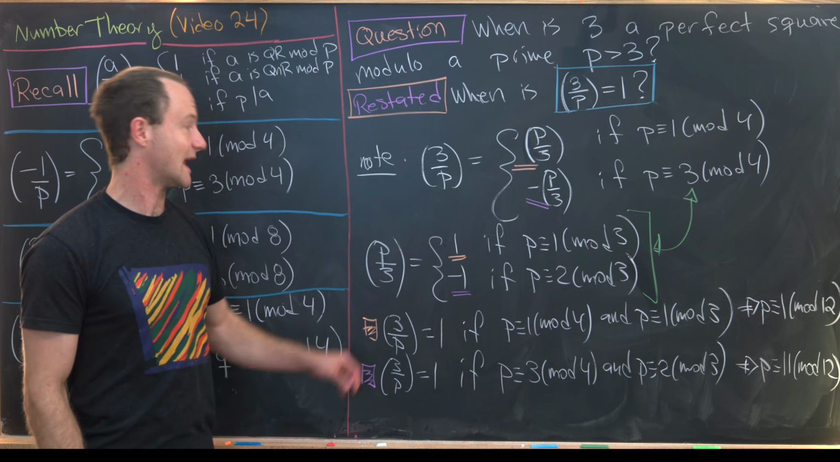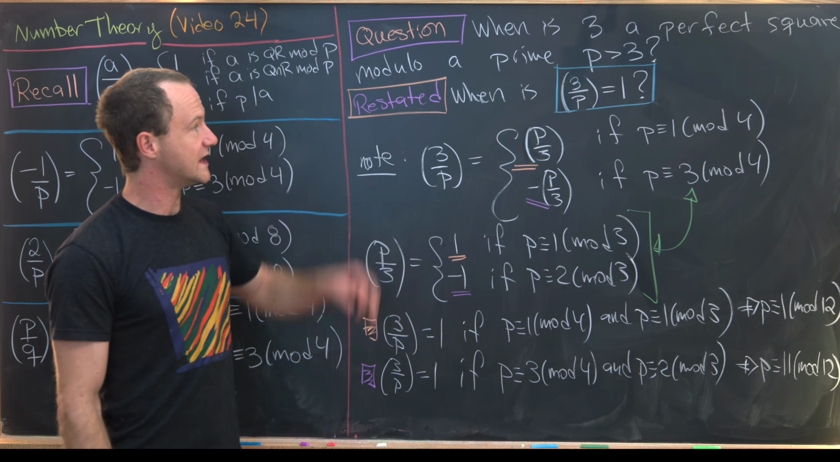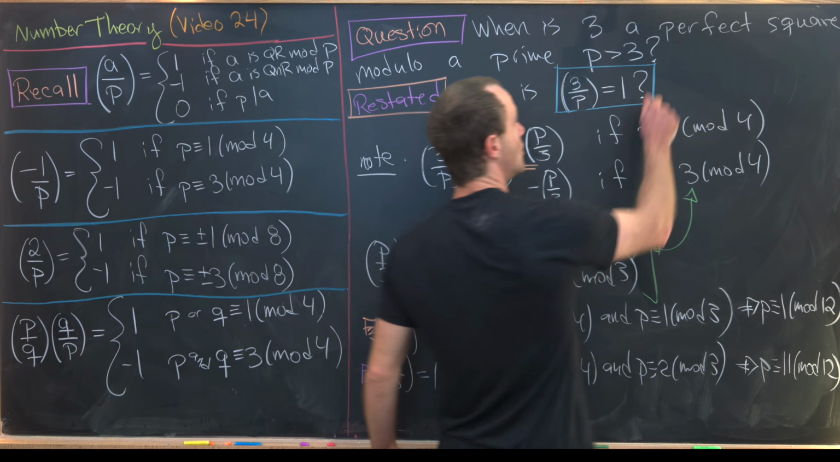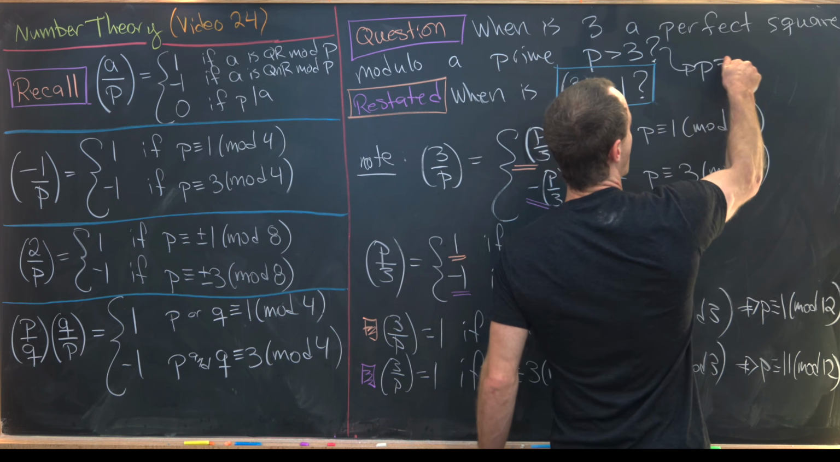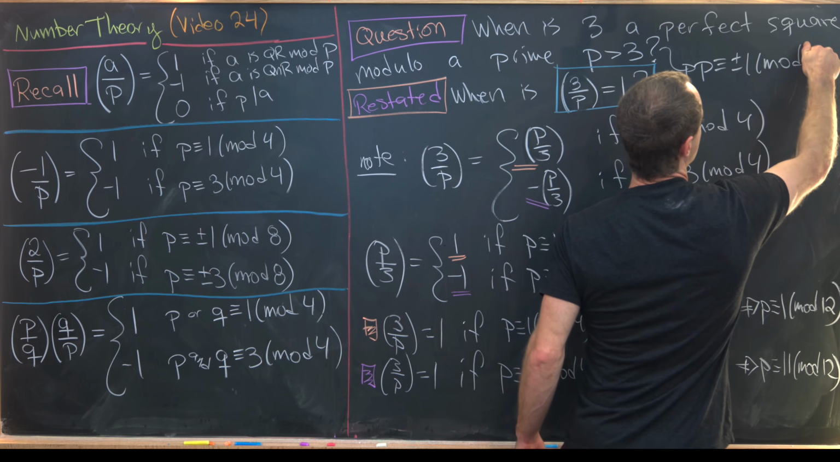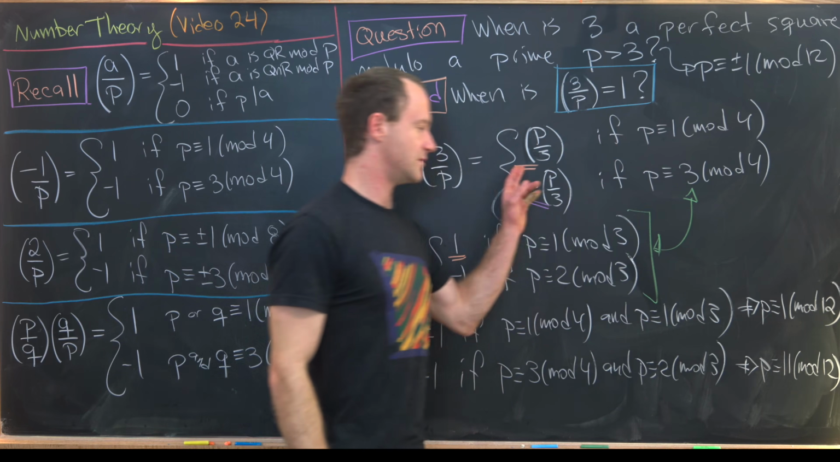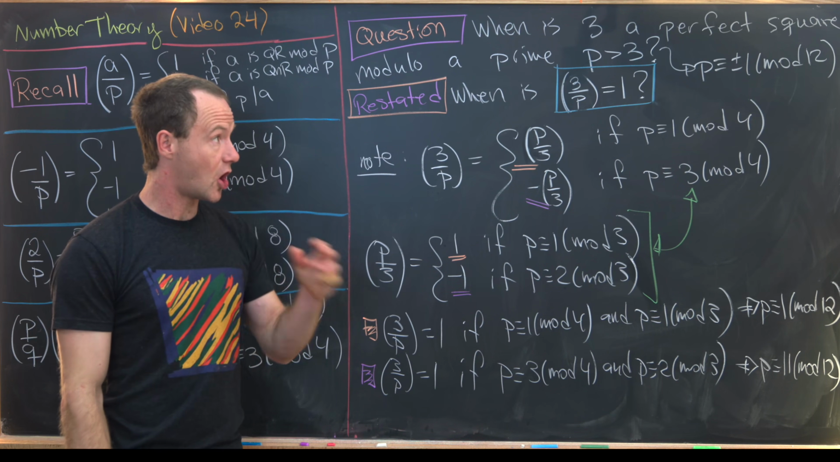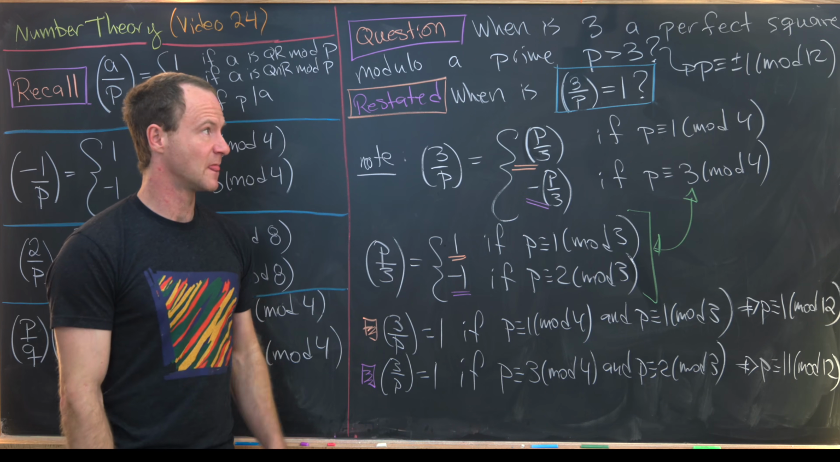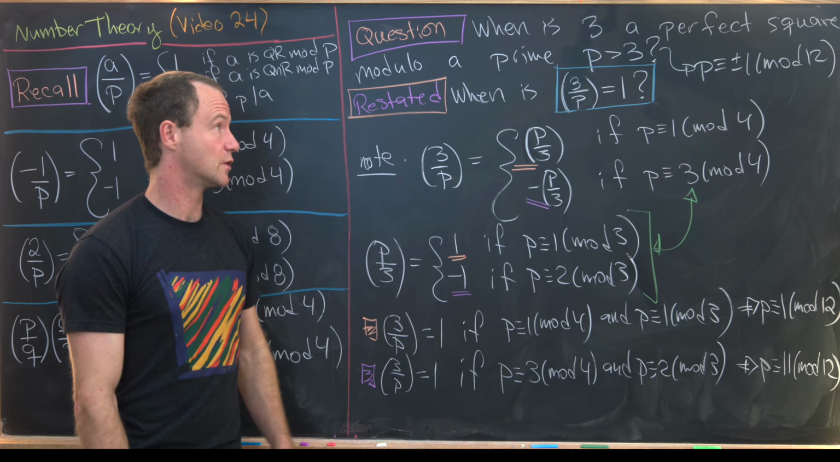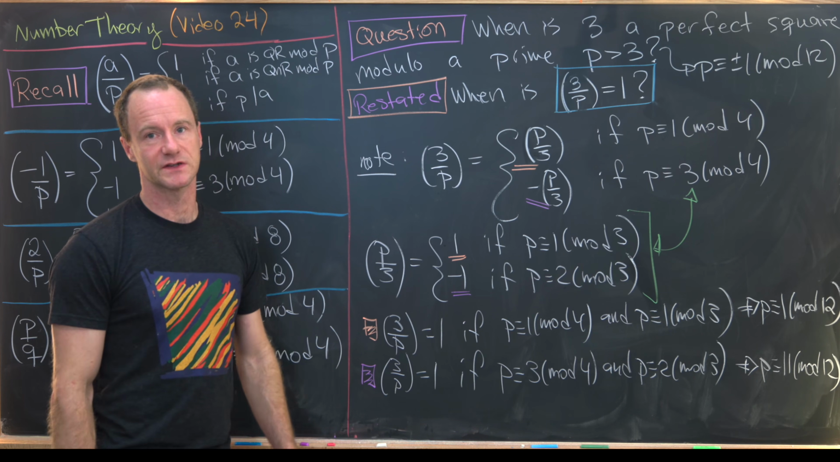Okay, so that means we can answer our question. When is 3 a perfect square modulo a prime? Well, when that prime is congruent to plus minus 1 mod 12. Here I'm using minus 1 mod 12 for 11 mod 12. That means in all of the other cases, like if it's 5 mod 12 or 7 mod 12, it will not be a perfect square.